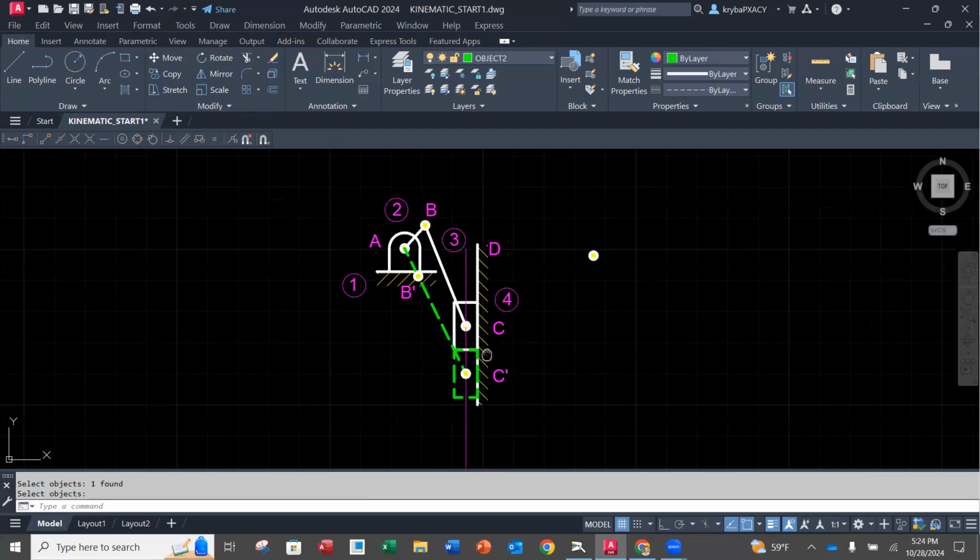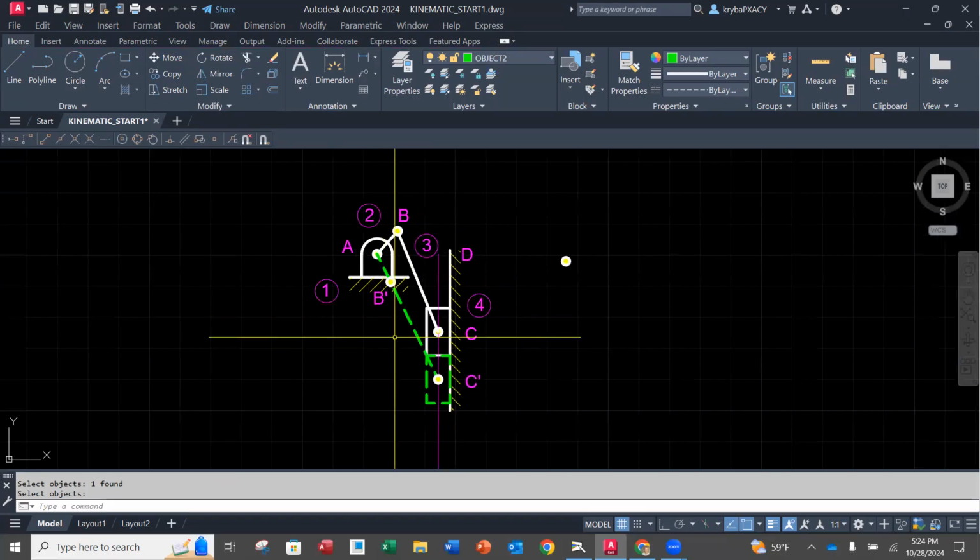I am not going to relabel the links in this new position only because it's going to get too crowded with all these different callouts. So the only thing that I'm going to move are the links themselves and the callout of the new points. So B moved, so this is B prime, and C moved, and this is C prime. So this is what we would call the furthest extreme position, FEP, if you would.